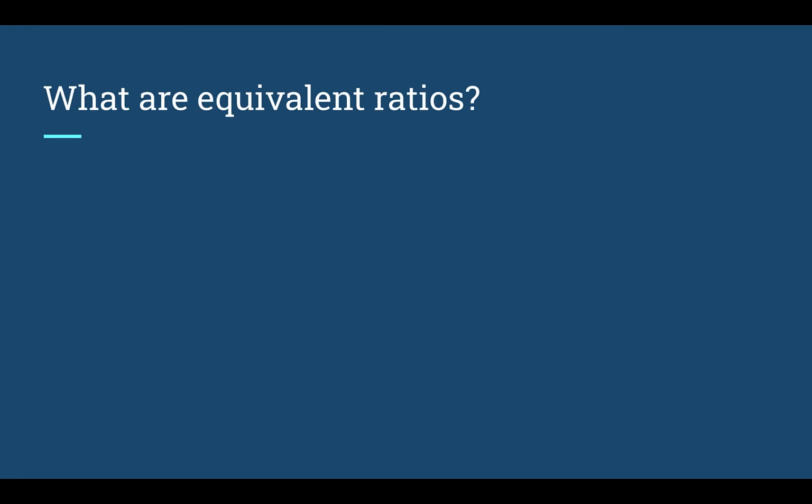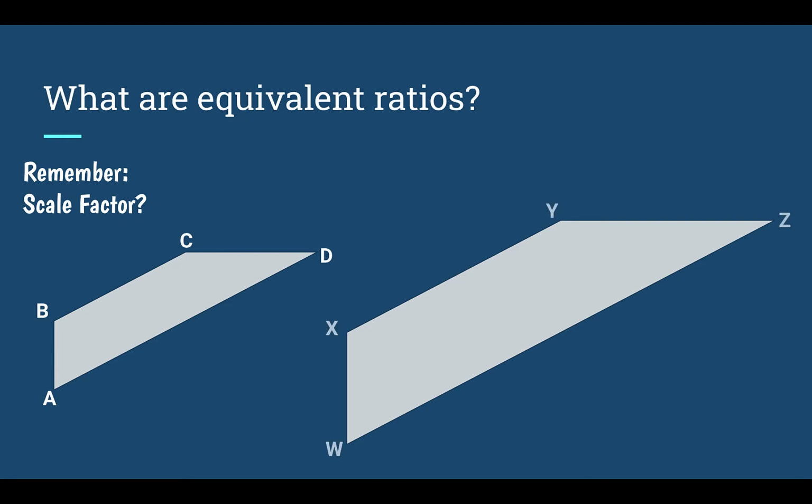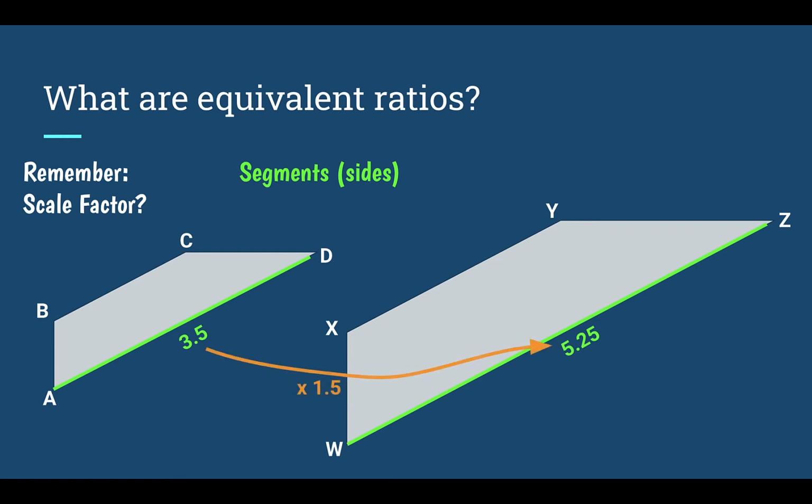So first, what are equivalent ratios? Let's think back to the last unit. We focused a lot on scale factor. We had one shape, and we either made it larger or smaller. In this case, we're going to make it larger. What we did was look at the segment of the original and the segment of our scale copy, and we multiplied by a scale factor. So to go from 3.5 to 5.25, we had to multiply by 1.5.